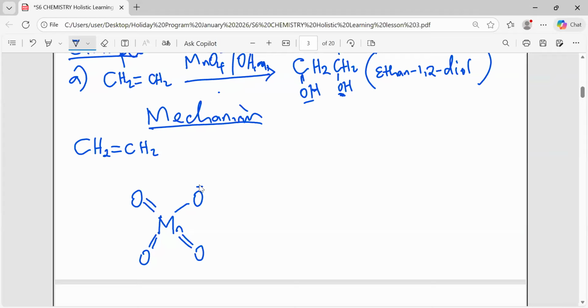So this one, which is negative, is going to come on the carbon, and then also the double bond. One of the electrons is going to be attracted to the oxygen. Yeah, like that.